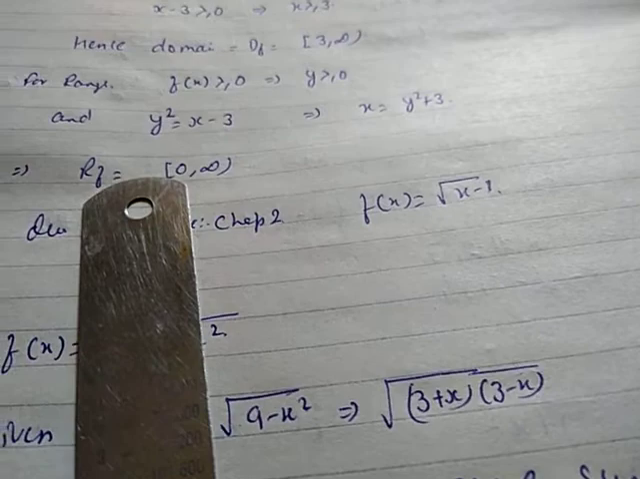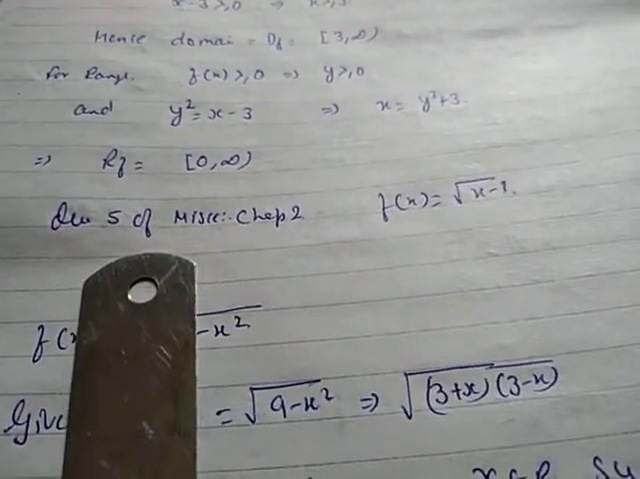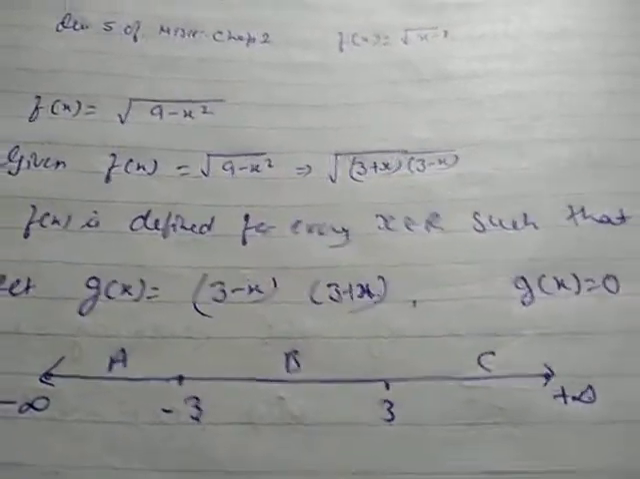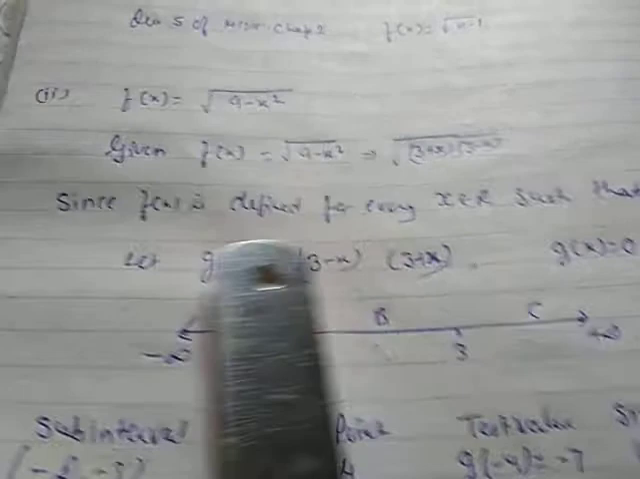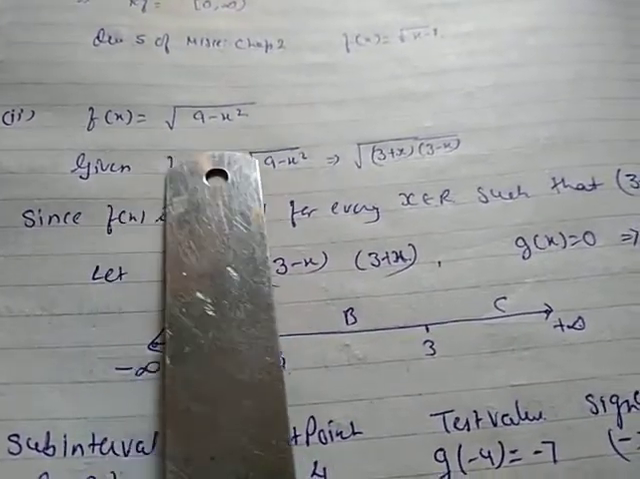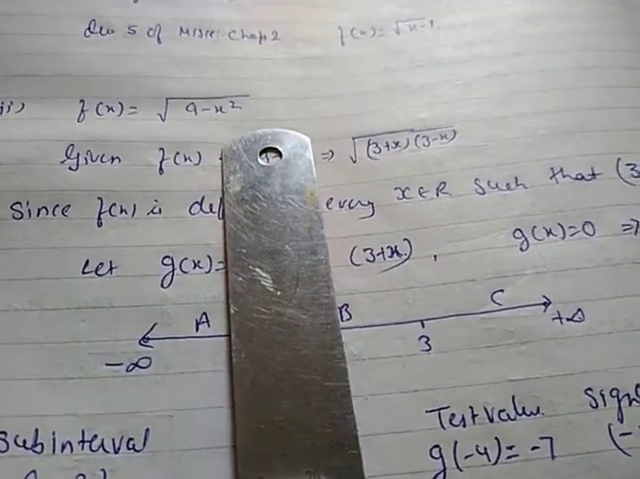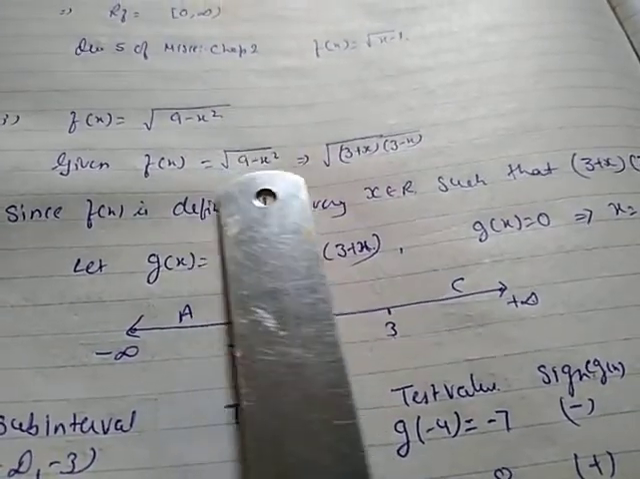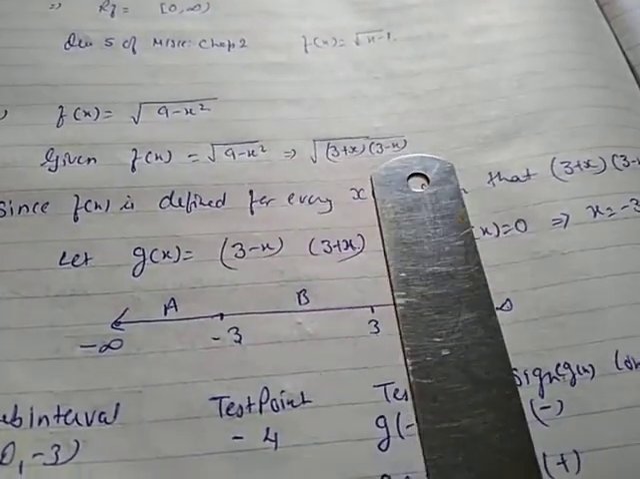Just see here. This is your question number 5 of miscellaneous chapter 2, f(x) = √(x − 1). This you can do by yourself. And the next question is f(x) = √(9 − x²). Given f(x) = √(9 − x²), it can be split into two linear factors.